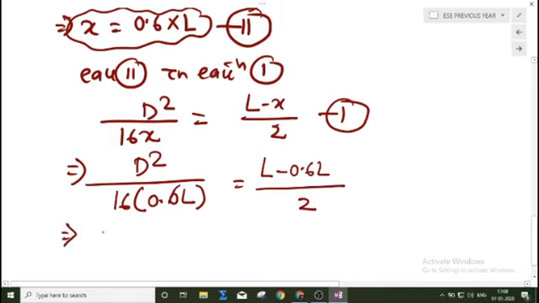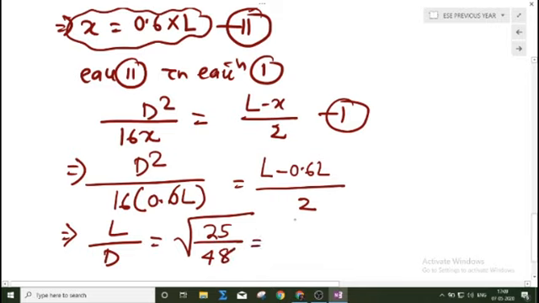Now if you solve this one, how much are you getting? This L by d will be equal to root over of 25 by 48. So this is coming out with 5 by 4 root. So this L by d is coming out to be 5 by 4.